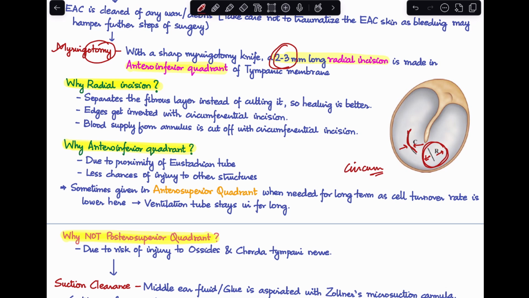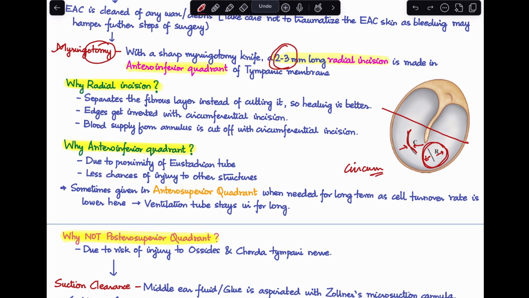Second is about the site. So we have four quadrants. If you remember, we have four quadrants in the tympanic membrane. This is anterosuperior, this is anteroinferior, posteroinferior, and posterosuperior. We choose to give an incision in the anteroinferior quadrant. Can you tell me why?